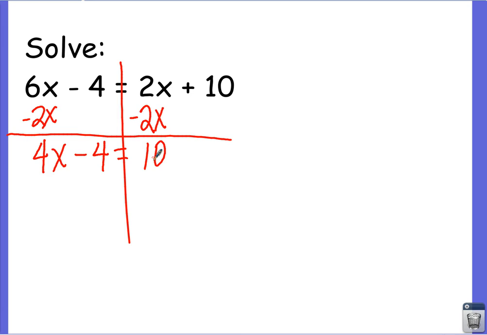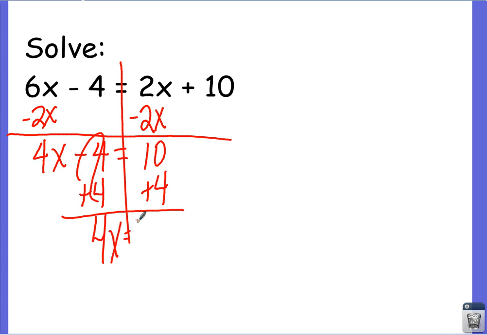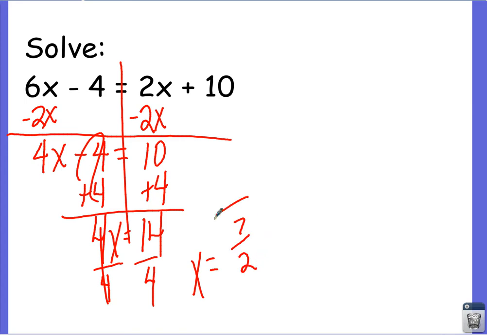Now I'm left with a problem exactly like the one before. So the 4x has to stay, and I've got to get rid of everything else that's not part of the x's. So I'm just going to add 4. So those go away, and I get 4x equals 10 plus 4 gives me 14, and then I divide by 4. So x equals 14 over 4, which can be simplified to 7 over 2. If you reduced it to a decimal and left it 3.5, there's nothing wrong with that. Fractional answers are actually the best answer that you could give.